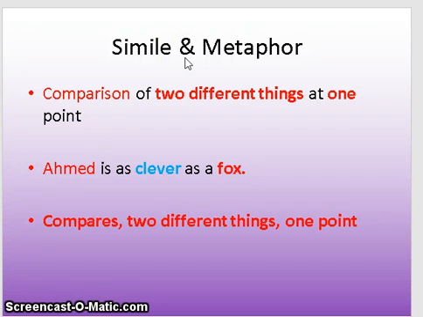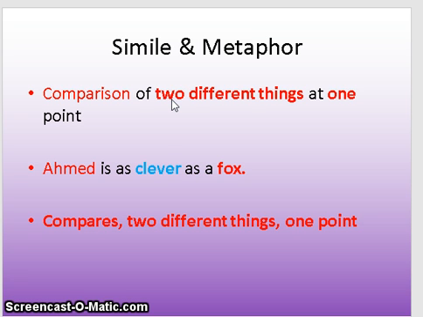Simile and metaphor. Let's talk about simile first. Simile is a comparison of two different things at one point. So we have comparison, and we have comparison of two things. Both the things must be different, and the comparison is at one point.